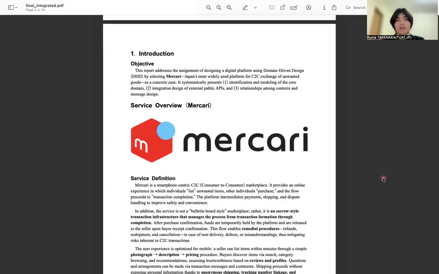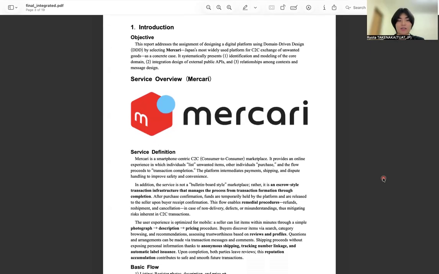First, let's look at the introduction. The objective of this report is to apply DDD principles to a real-world example. I will systematically identify Mercari's core domain, design its external API integrations, and map the relationships between different contexts.